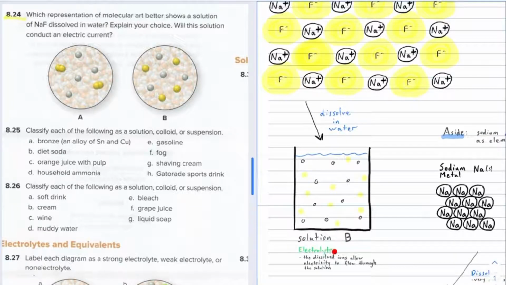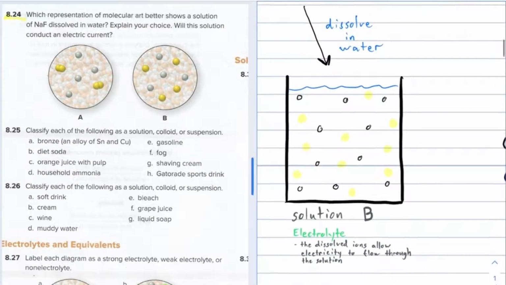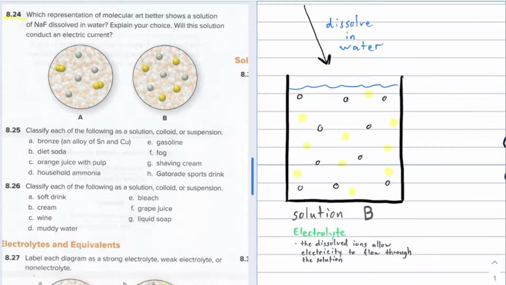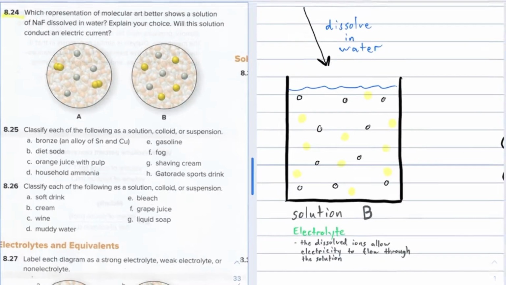Now this is an electrolyte, and that's because we're talking about an ionic compound that's dissolved in water. The dissolved ions allow electricity to flow through the solution. Anytime you have an ionic compound dissolved in water, it's an electrolyte. So it's going to be B.